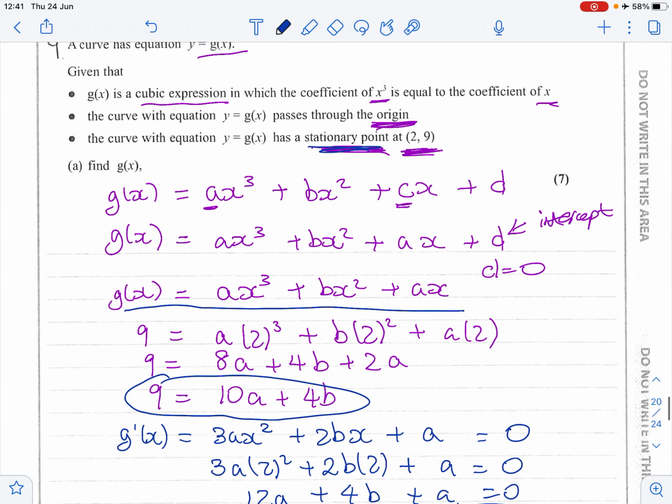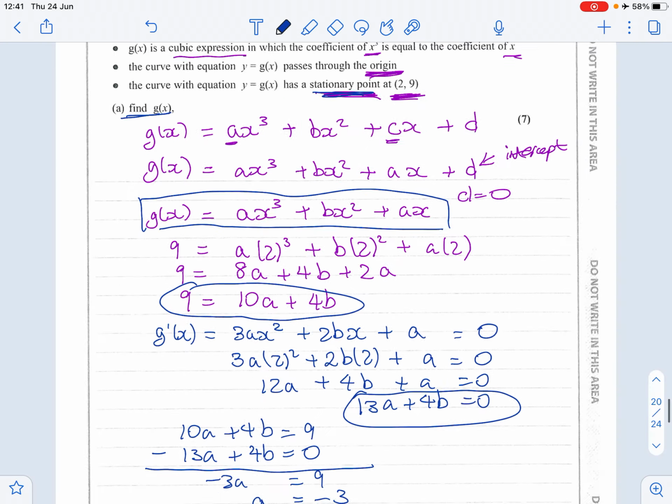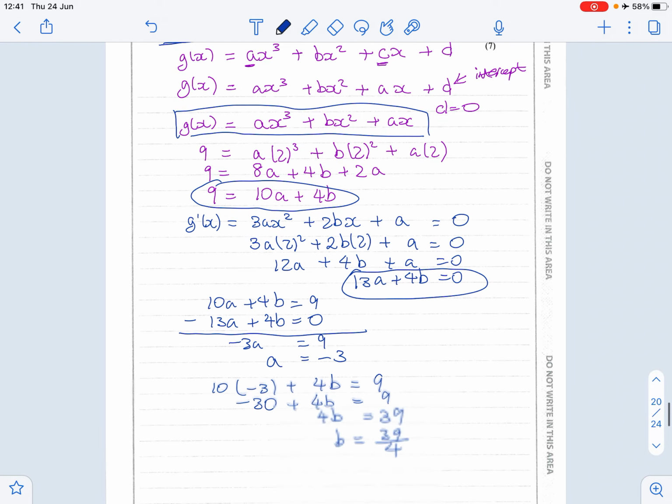And the question asks us to find g(x). So we know that at the start g(x) is in this format, and we now have the values for a and b. So our g(x) is equal to a, which is minus 3, x cubed, plus your b, which is 39 over 4, x squared, plus your a again, which is minus 3, so minus 3x.